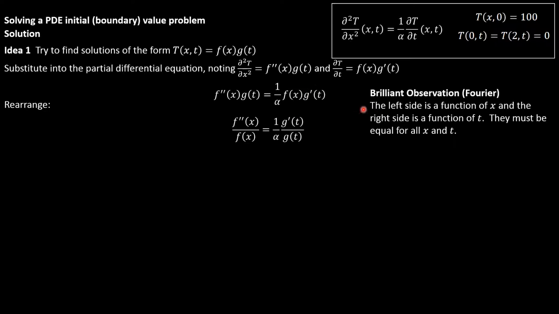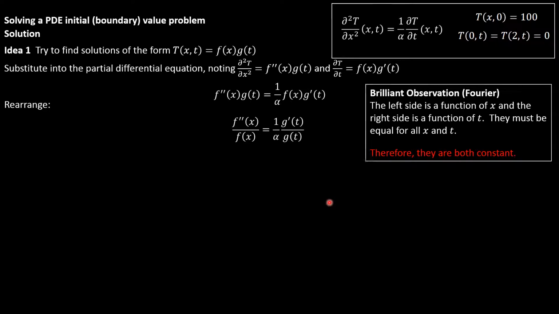Really, Fourier developed this entire technique. He noticed that the left-hand side is a function of x, and the right-hand side is a function of time. But if you have a function of x here, and you have a function of time here, and they have to be equal for all x values and all time values, then it must be the case that they're both constant. I will just leave you to think about that observation for a moment.